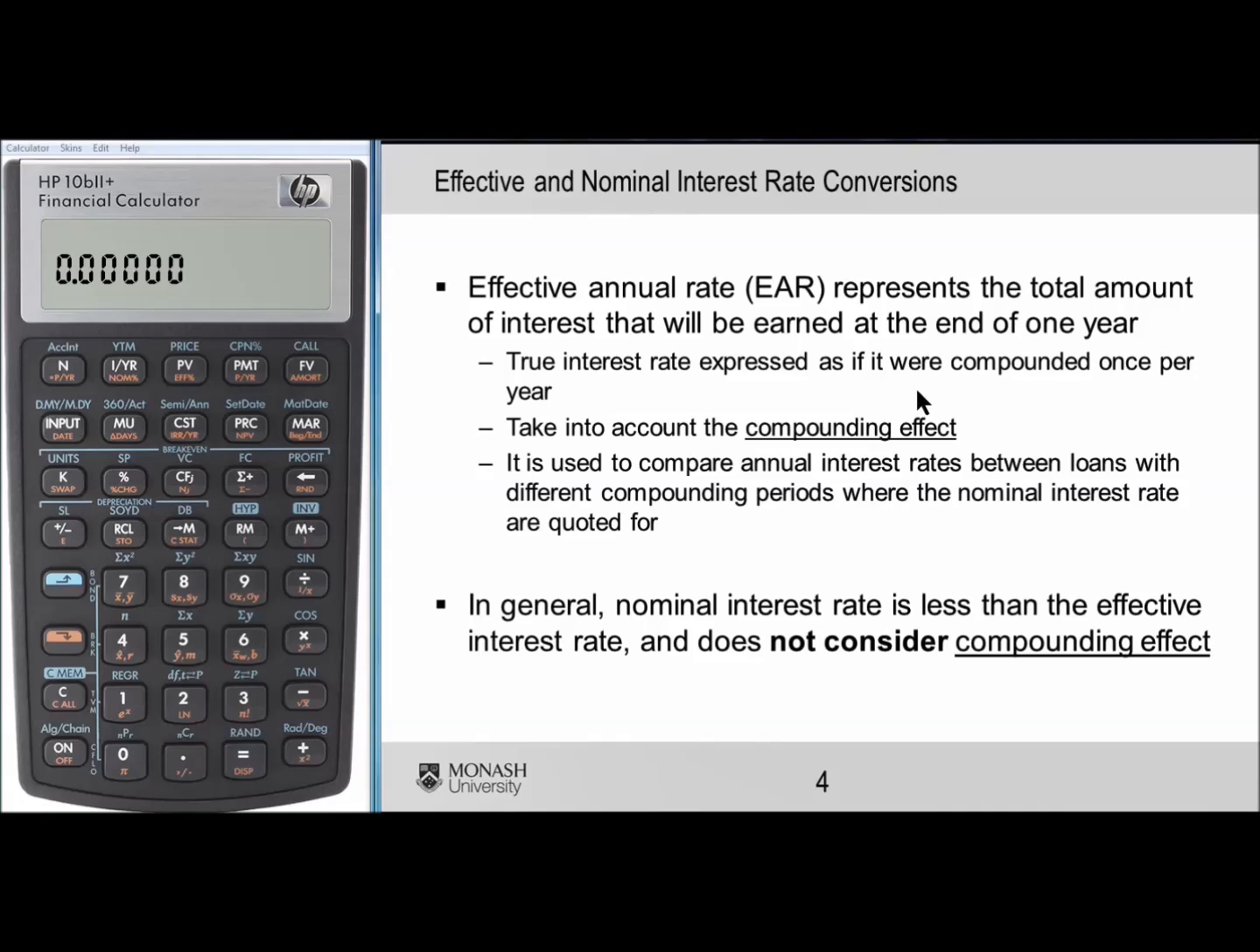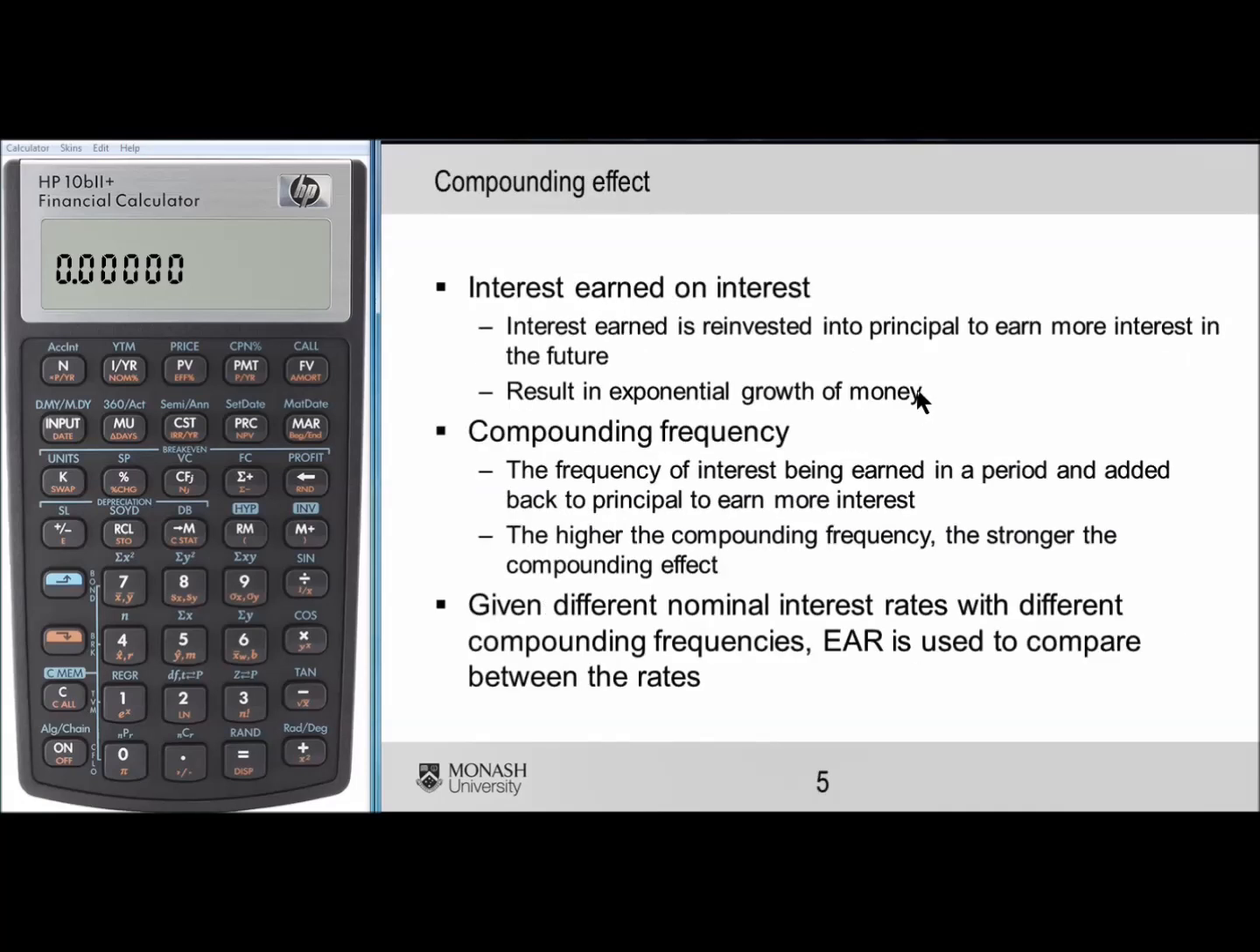So what is compounding effect? In simple words, it is interest earned on interest. Interest earned on an investment is then reinvested into the cash flow to earn more interest, resulting in an exponential growth of money, as we can see in this graph.